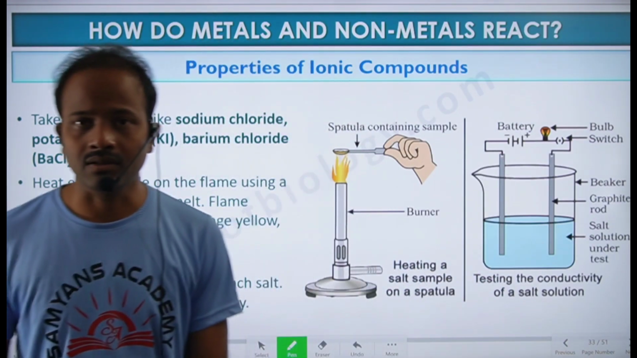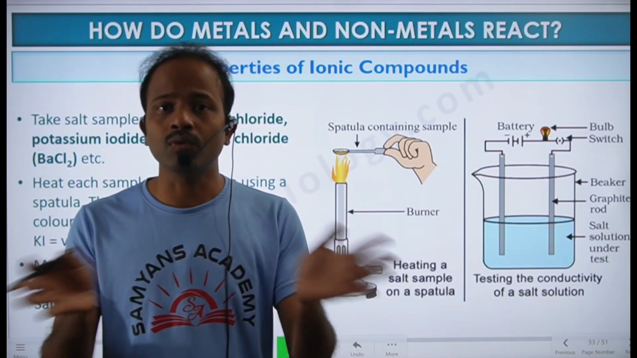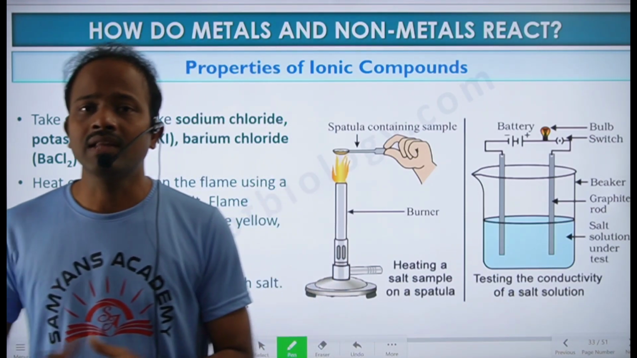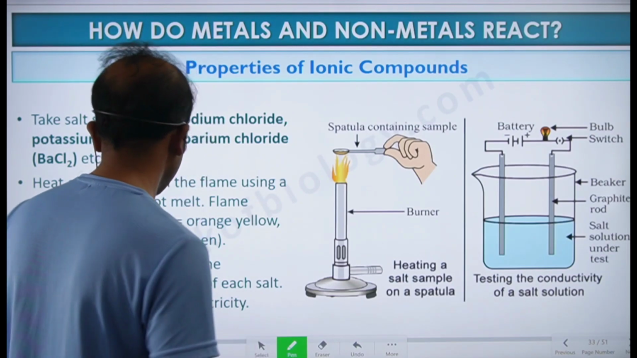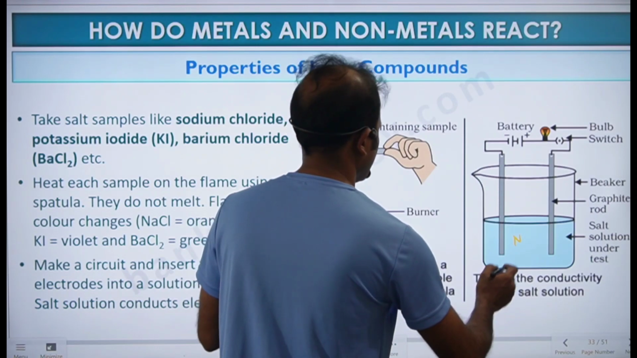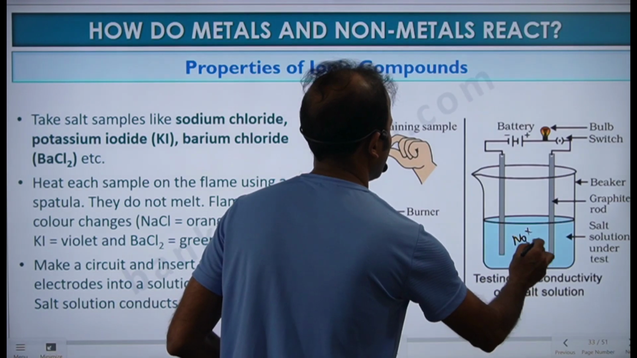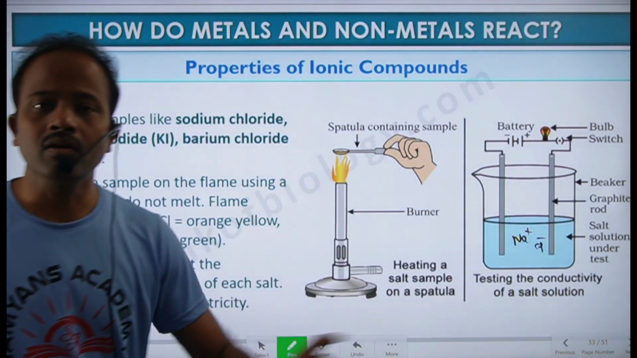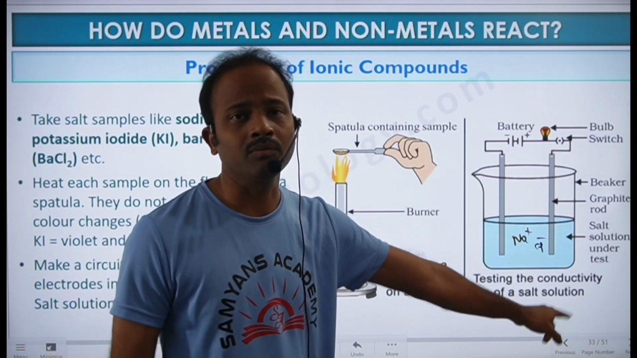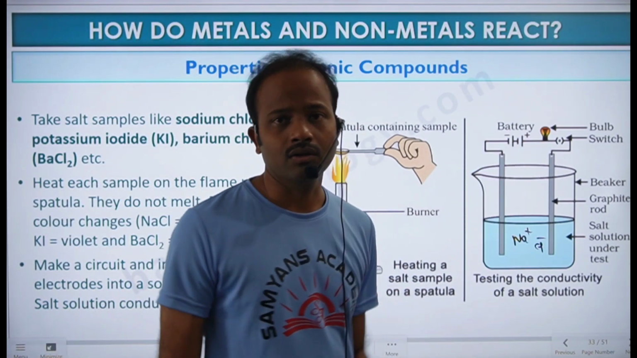This indicates that when the ionic salt is dissolved in water, it dissociates into ions. For example, when you dissolve NaCl in water, what will happen? The NaCl dissociates into Na plus and Cl minus. Because of these ions, the current is passed through them and the electric circuit is closed. Then the bulb glows.